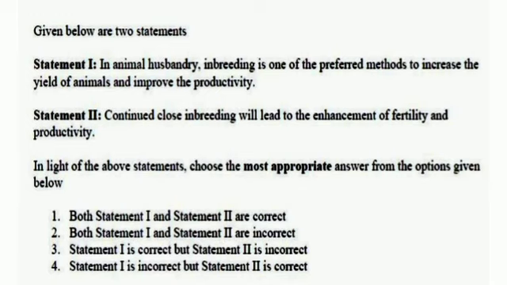Animal husbandry. Statement 1: inbreeding is one of the preferred methods to increase the yield of animals and improve productivity. Statement 2: continued inbreeding will lead to the enhancement of fertility and productivity. The right one is option 3, that is statement 1 is correct, but statement 2 is incorrect.